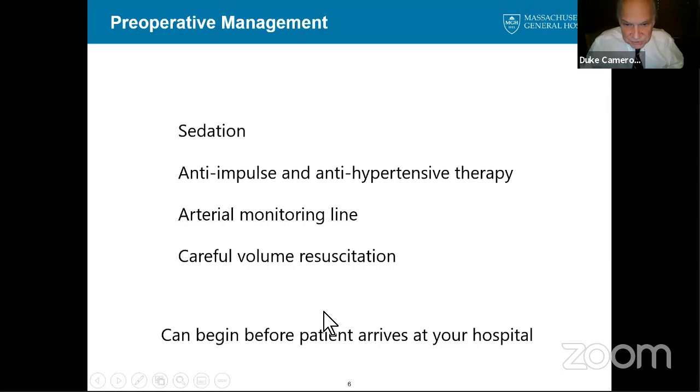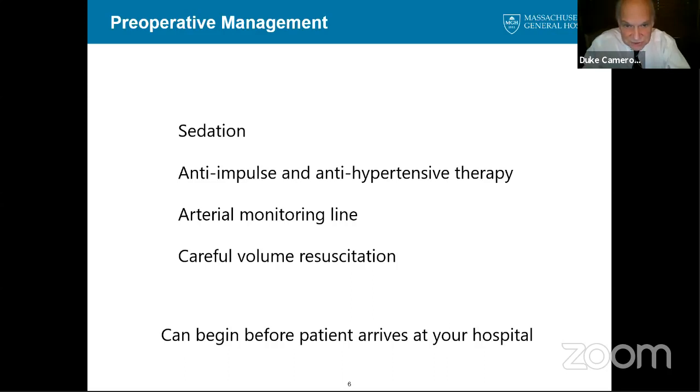Papers years ago used to stress TEE, but it always frightened me to sedate a patient with an acute type A and try to put a TEE probe down and have them gagging and coughing and such. And it's really best done, in my view, in the operating room when they're asleep, where it can be done less traumatically.